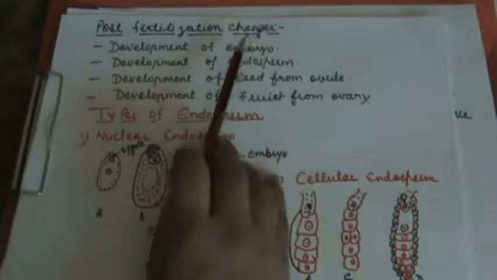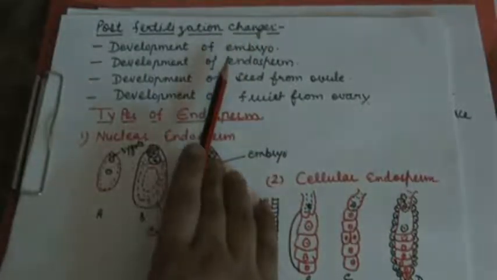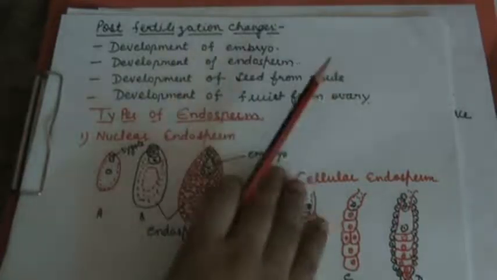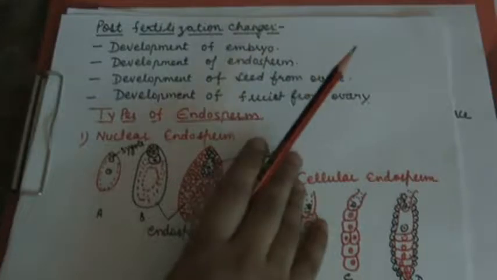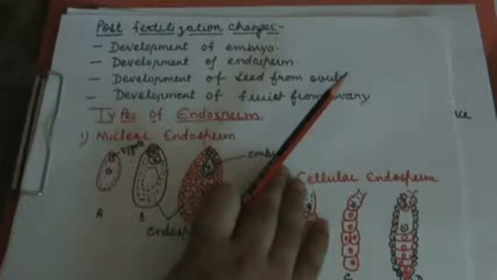Soon after the act of double fertilization, the flower begins to lose its shine. Means the petals, the stamens, the style, they fall off. The calyx may also fall off in some cases, but in some cases it may persist, for example, in tomato, brinjal.